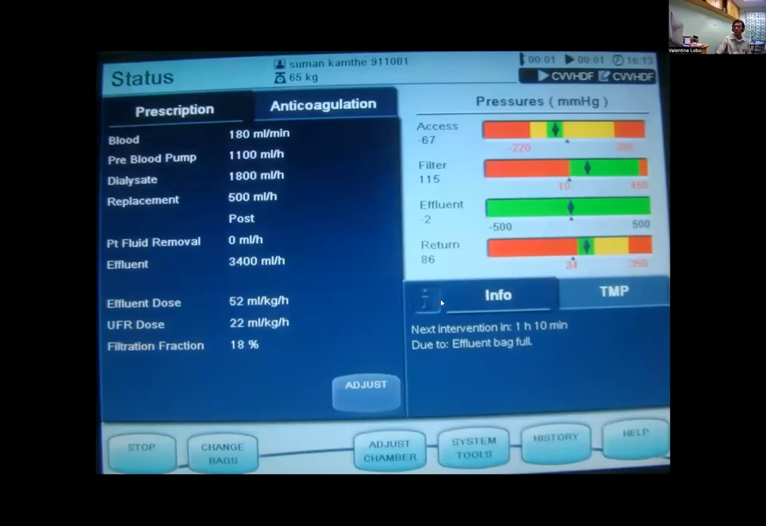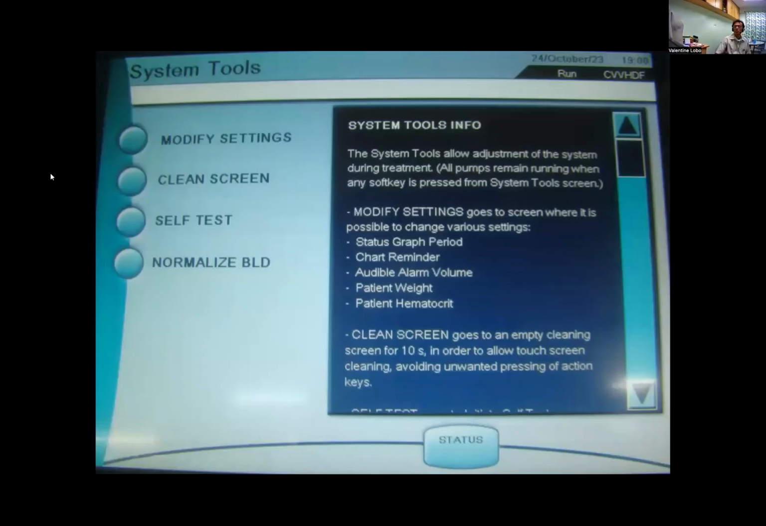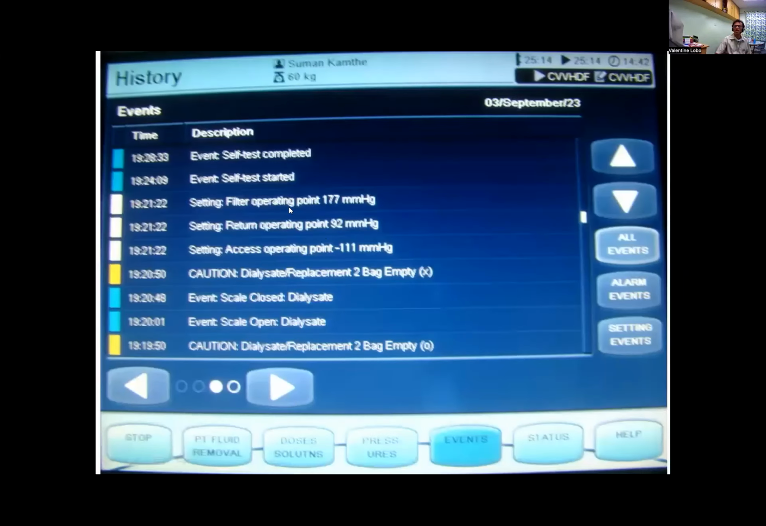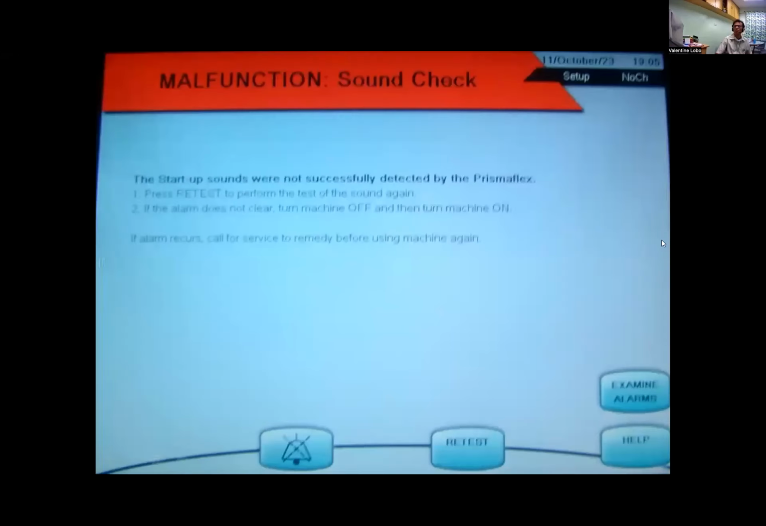So what do I do? I use the first facility of system tools at the bottom of my main screen. It takes me to this screen where I can initiate the self-test for myself and find out why it failed, start test, and the machine performed the self-test. And at 7:24, it initiated the self-test, and at 7:28, it completed the test successfully. So there was nothing wrong with my circuit. It was something transient, and the machine is allowed to go forward.